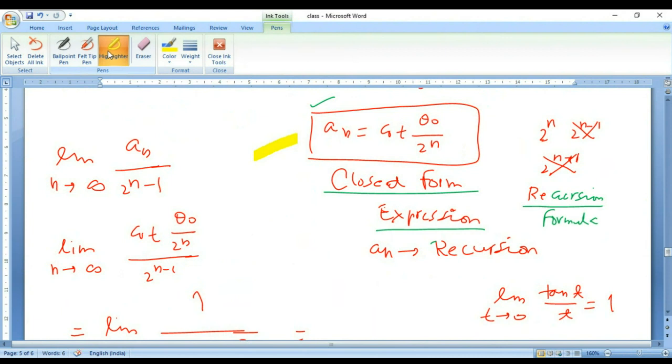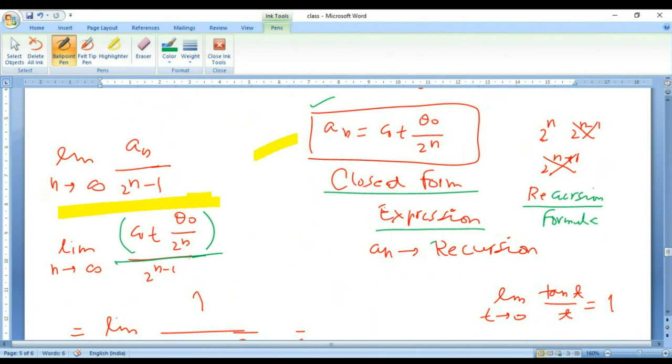Once I got an, my job was simple, because this was my question. The problem asked you to find the limit as n tends to infinity of an over 2 to the power n minus 1, where an is the sequence defined by the given relation. Because we have determined an, we'll just put this an upon 2 to the power n minus 1.